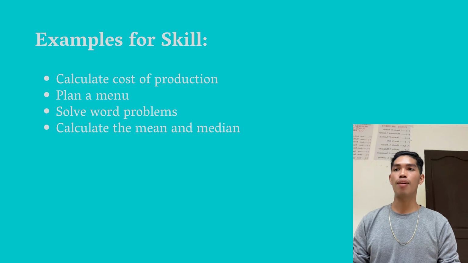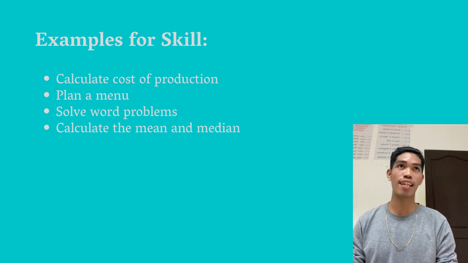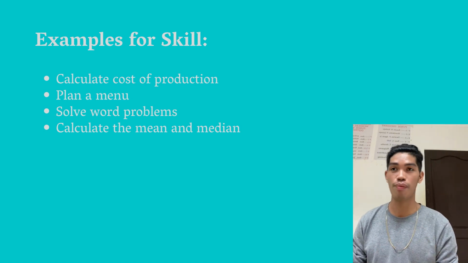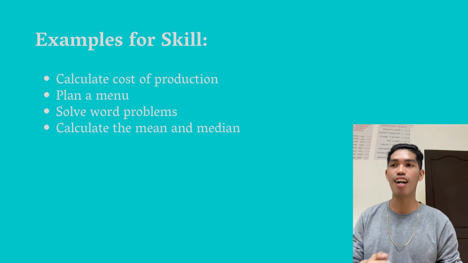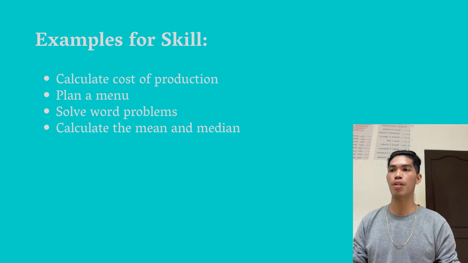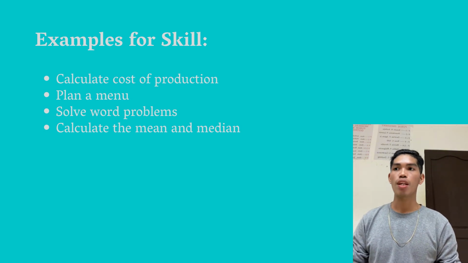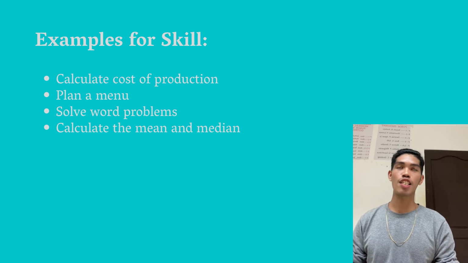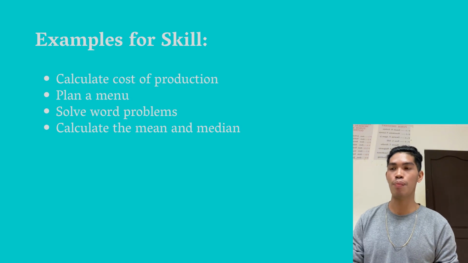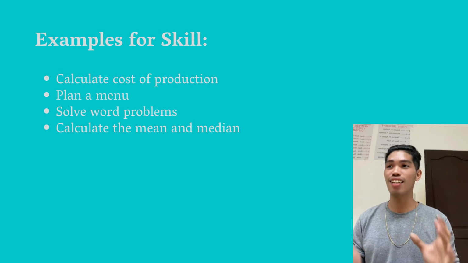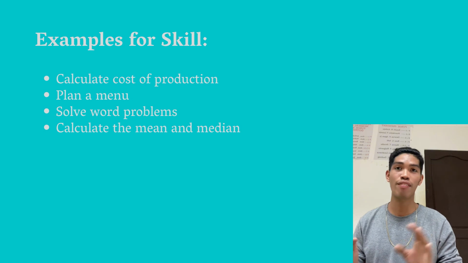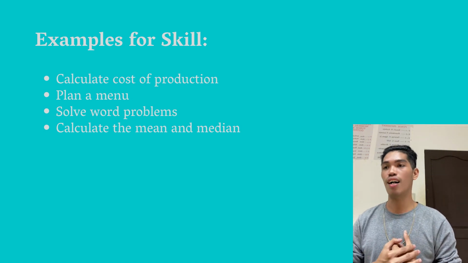Let us all remember, it belongs to skill if it demonstrates or applies a specific behavior or desired concept or skill. First, we have calculate cost of production. Sorry for the mispronounced word. Calculate cost of production belongs to skill because there is a desired behavior that is being presented or realized. The calculation process really belongs to skill. It really needs a skill, right? We cannot calculate a cost of production if we don't have that mathematical skill in ourselves, right?